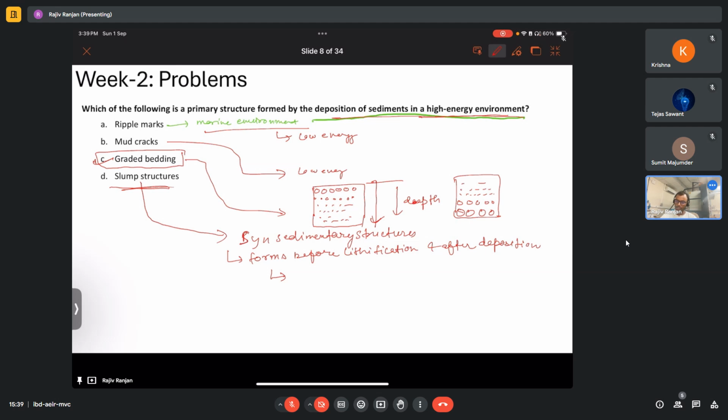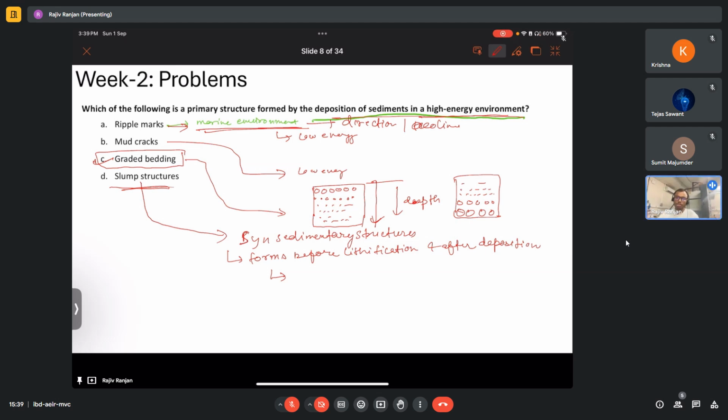What I said, this ripple marks is not only about marine environment. It's about directional flow. It can form in aeolian features due to wind. Also, the ripple marks will form ripples. So can't it be formed due to the action of river? Yes, it can form.